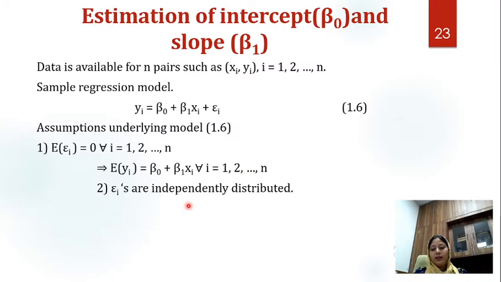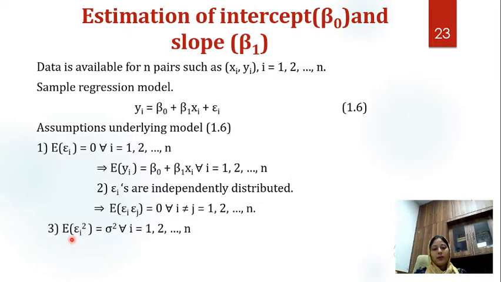Epsilon i's are independently distributed, implying that expected epsilon i epsilon j equals 0 for all i not equal to j, that is, covariance is 0, and variance, expected epsilon i square, is equal to sigma square for all i, that is, we have the assumption of homoscedasticity. Variance of yi is constant, equal to sigma square for all i going from 1 to n.